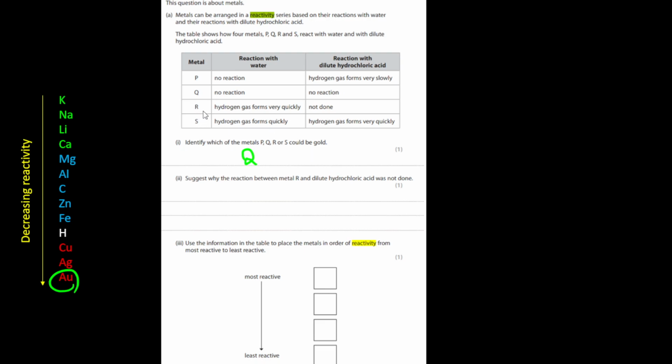Suggest why the reaction between metal R and dilute hydrochloric acid has not been done. So let's take a look at R. When it reacts with water, it's going to form hydrogen gas very quickly, meaning that it's going to be one of these. And the reason why we do not add this to any acid at all is because the reactions can be explosive, or it can be dangerous.